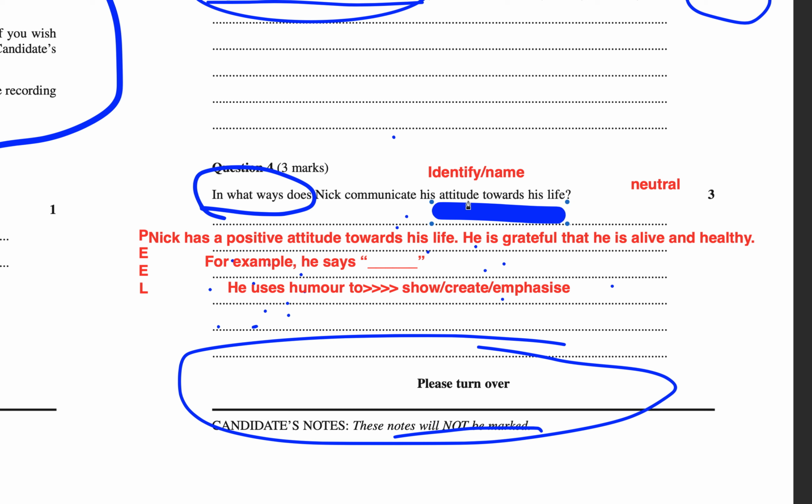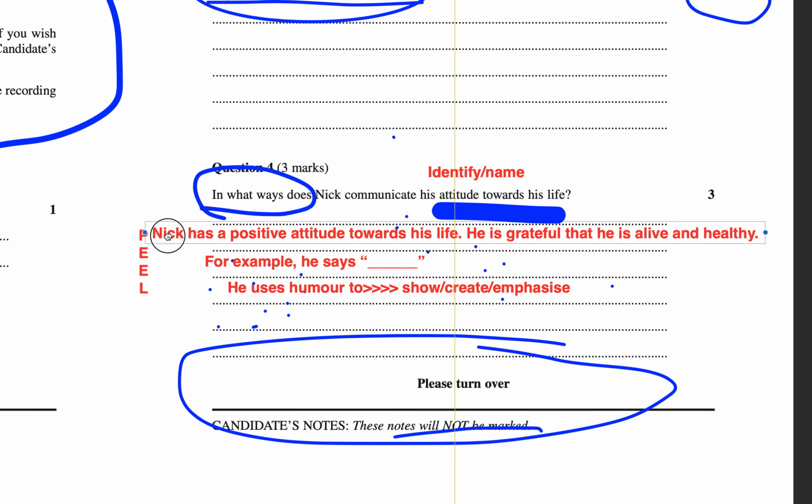All right? Attitude meaning how he feels about it. Attitude can be in different categories: positive, neutral, or negative. Neutral meaning in the middle. If he has a positive attitude towards his life, then you need to begin with a topic sentence. So when you have questions that are around 3-4 marks, and it's usually a how question or explain how or in what ways, that requires you to have evidence and to analyze that evidence, then you need a proper PEEL paragraph to structure your answer properly.